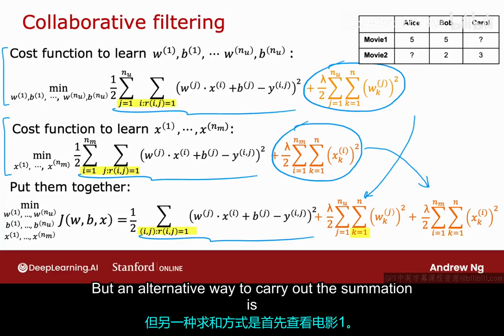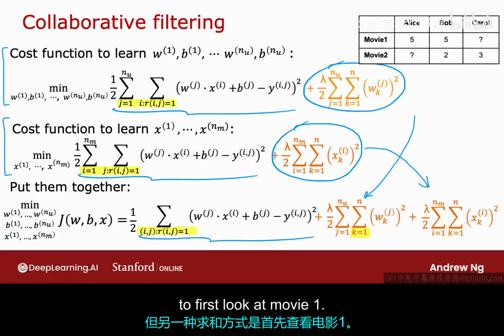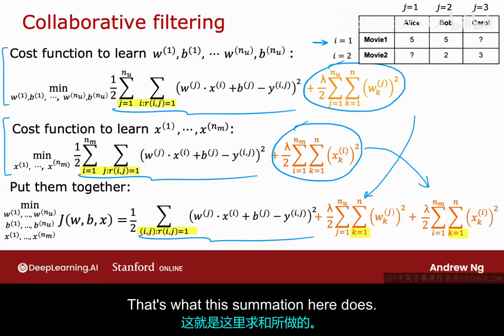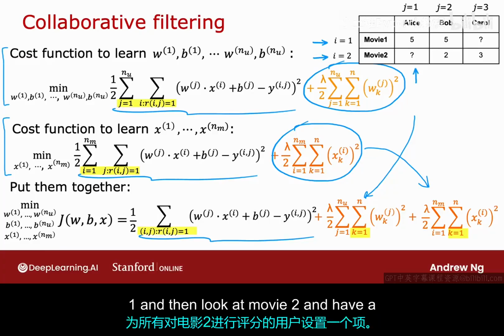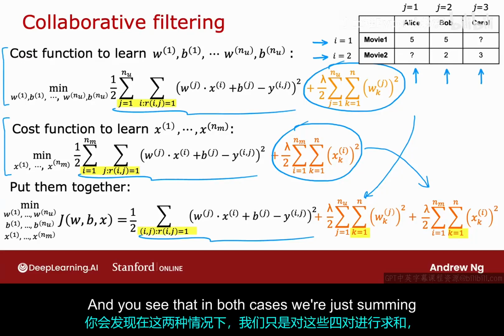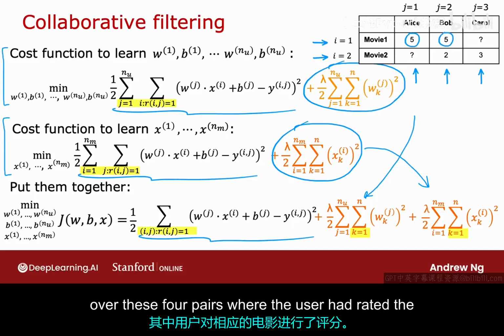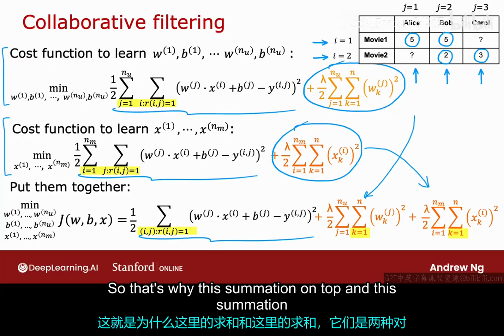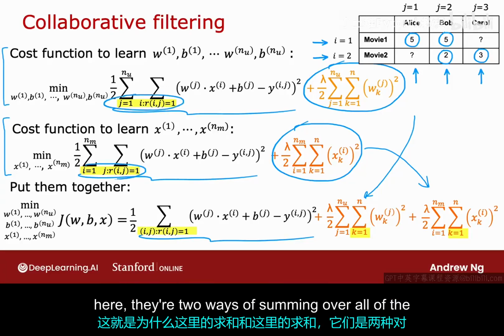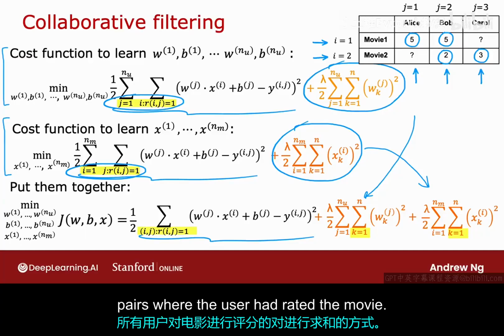But an alternative way to carry out this summation is to first look at movie 1, that's what this summation here does, and then include all the users that rated movie 1, and then look at movie 2, and have a term for all the users that had rated movie 2. And you see that in both cases, we're just summing over these 4 pairs where the user had rated the corresponding movie. So these are 2 ways of summing over all of the pairs where the user had rated the movie.